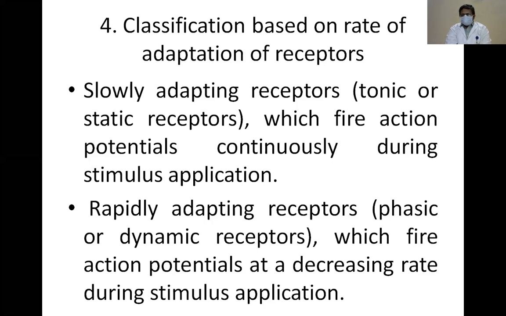The slowly adapting receptors are the tonic or static receptors, which fire action potentials continuously during the stimulus application. The rapidly adapting receptors are also called phasic or dynamic receptors, which fire action potentials at a decreasing rate during the stimulation, because they are rapidly adapting to the stimulus.